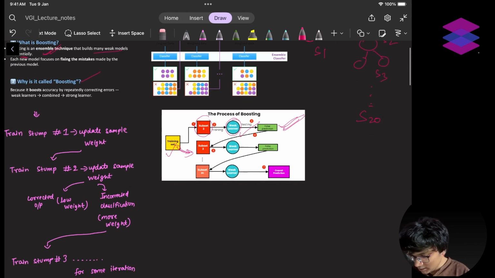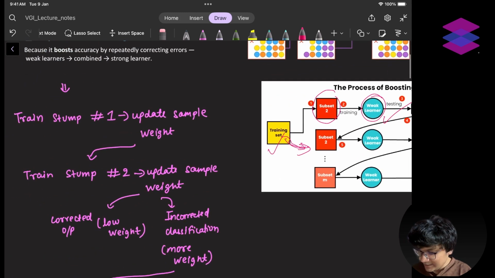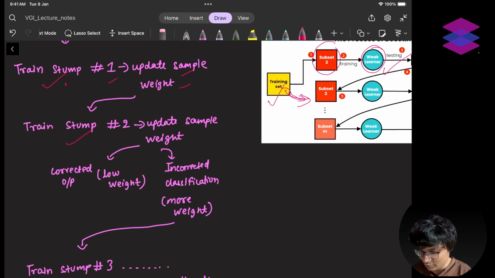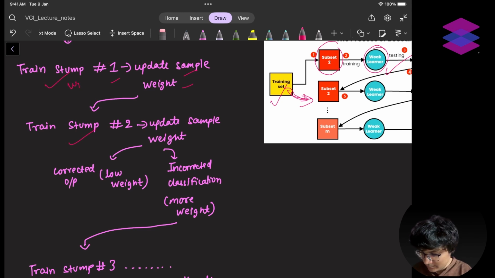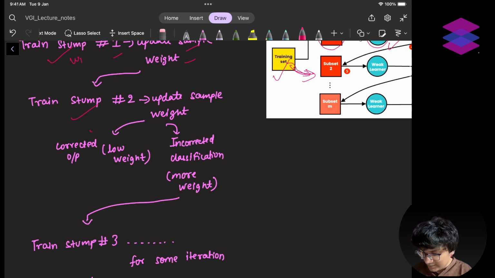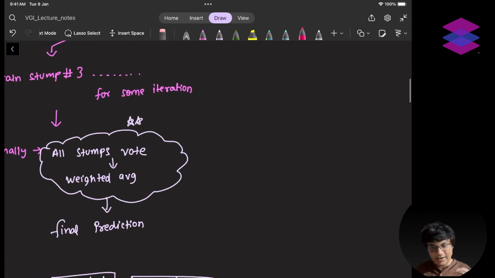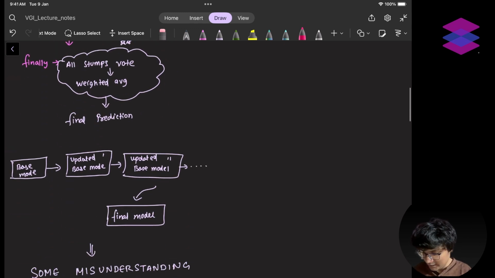So again, let's come back to the topic. It has a tree stump. Then you update the sample weight, and then you make another stump. So this is your weak learner 1 with model 1, this is your model 2, this is your model 3, and then finally, after some iterations, you get the final model which you think is giving you a very good result. So again, it is your base model, then you update your model until early stop, and then you come to the conclusion as your final model.